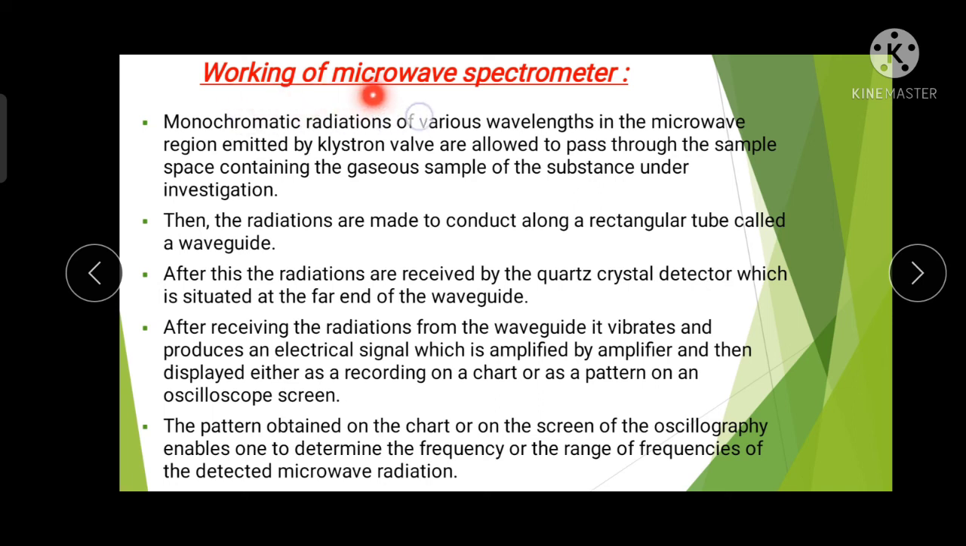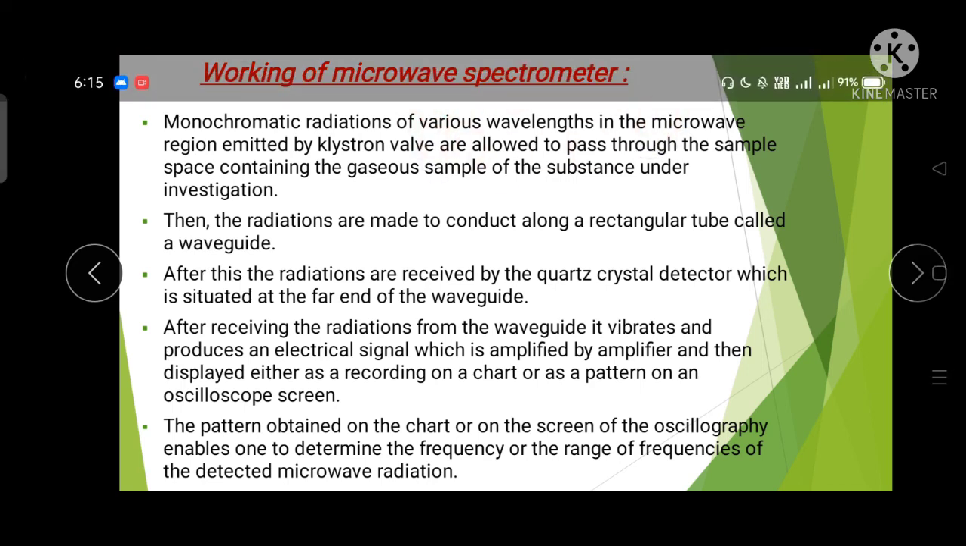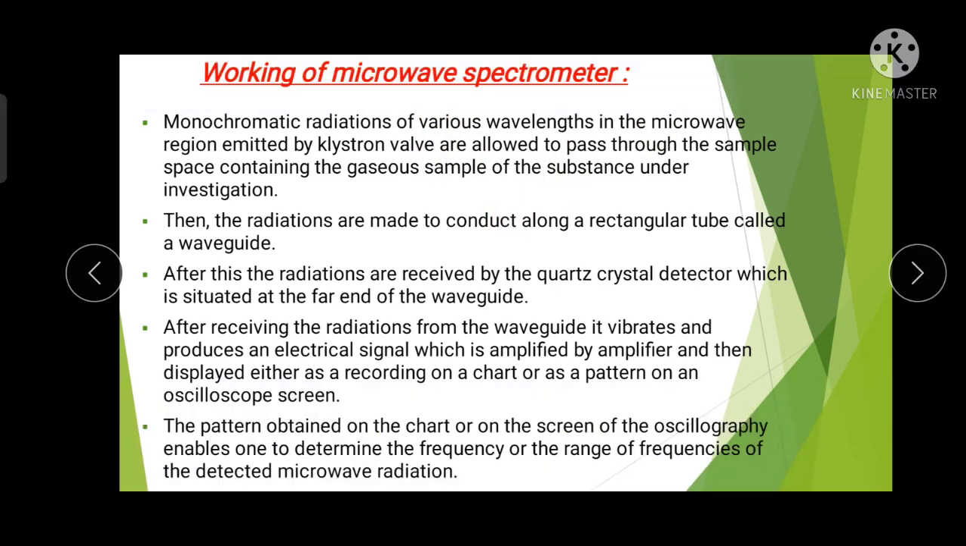So the working of the microwave spectrometer. Monochromatic radiation of various wavelengths in the microwave region, emitted by the klystron valve, is allowed to pass through the sample space containing the gaseous sample of the substance under investigation. That means there is a source, and this source emits the microwave radiation. These are all monochromatic radiation of various wavelengths, but these wavelengths lie in the microwave region, and this is emitted by the klystron.